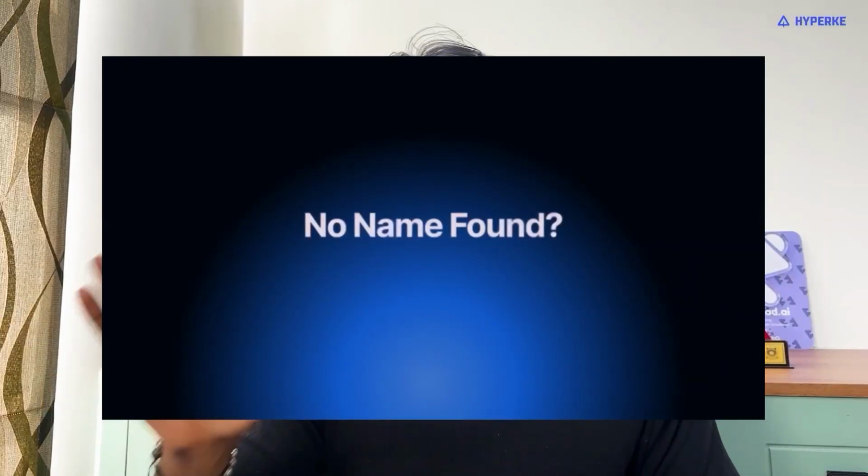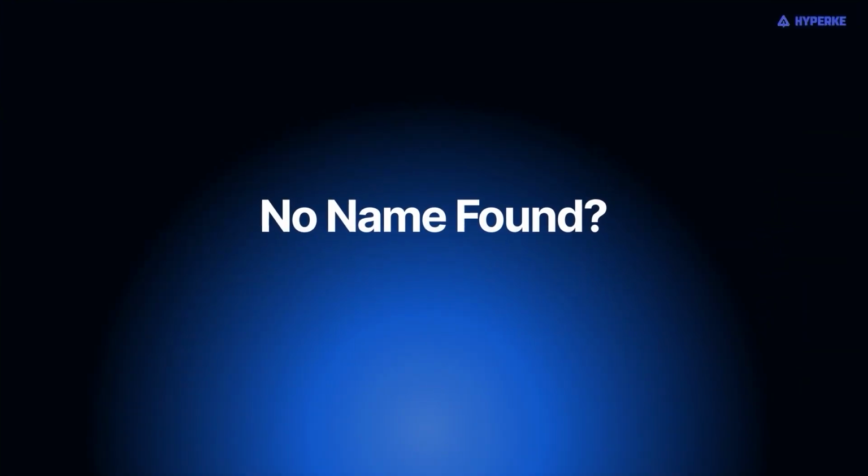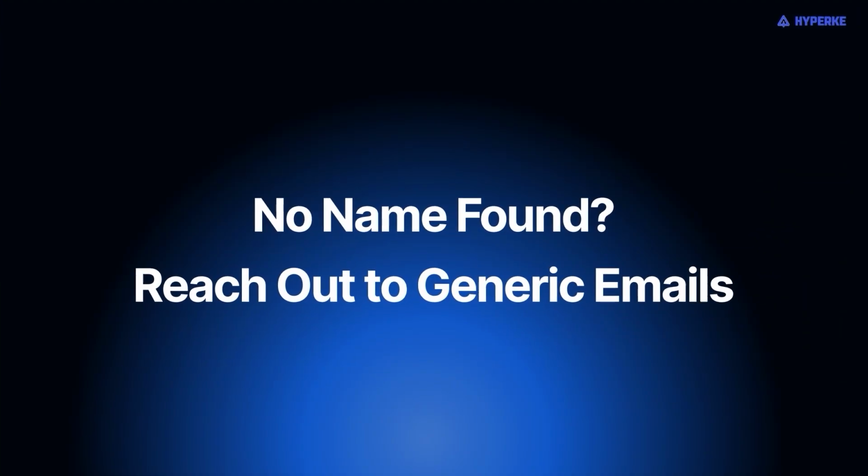So for the rows in your Clay table where you did not find any names, you're going to reach out to generic emails. Now, this does really well when you're reaching out to smaller companies. With enterprises, you would usually not need to do this because most enterprises, their employees are on LinkedIn. You can find their contact information. And if you cannot find their contact information, chances are you really cannot reach them anywhere. You'll have to use the phone or something else.